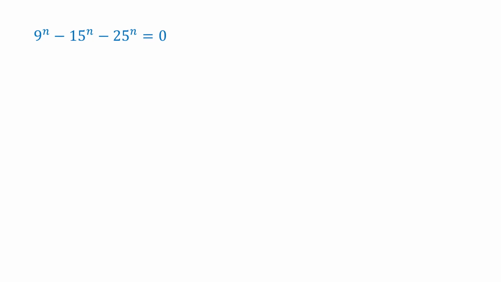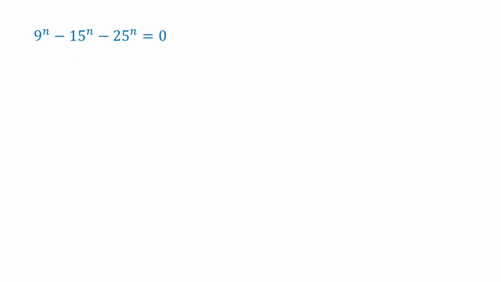In this video, we will solve the equation 9 to the nth power minus 15 to the nth power minus 25 to the nth power equals 0. If we analyze these bases, then we see that 9 is 3 times 3, 15 is 3 times 5, and 25 is 5 times 5. So 9 and 25 are perfect squares, and 15 is 3 times 5.